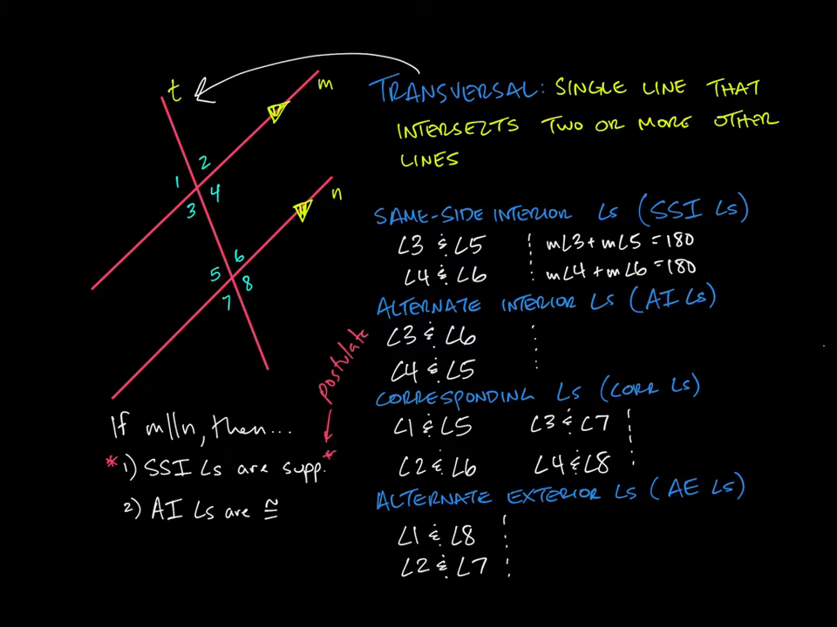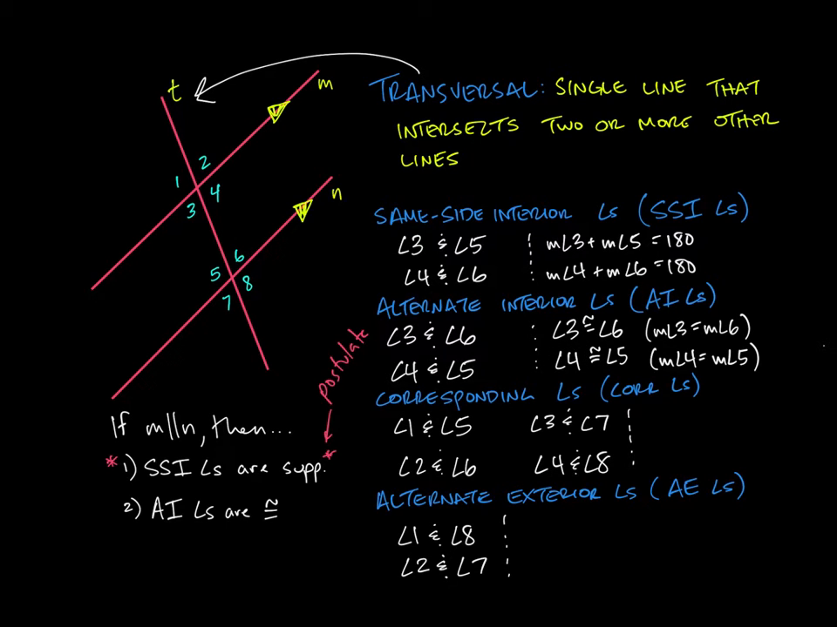So if alternate interior angles are congruent, we can come over here and say that angle 3 in this picture would be congruent to angle 6. We might write that as the measure of angle 3 equals the measure of angle 6. It really means the same thing. We could also say that angle 4 is congruent to angle 5, or that the measure of angle 4 equals the measure of angle 5. So those are alternate interior angles. It says that our lines are parallel now, so we know that those pairs of angles will be congruent.